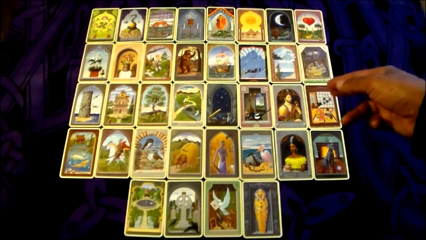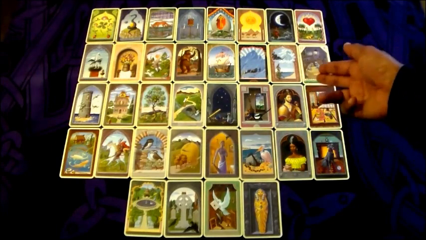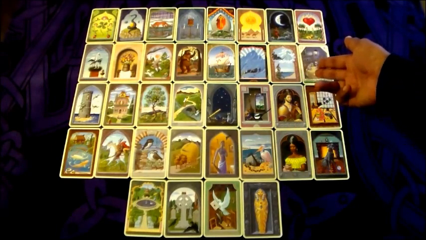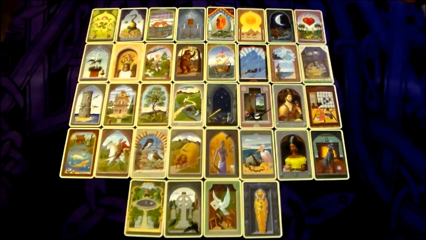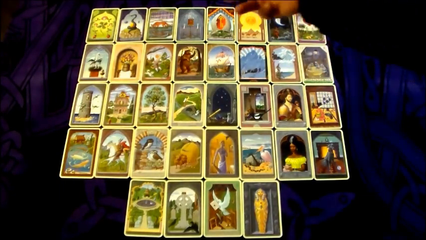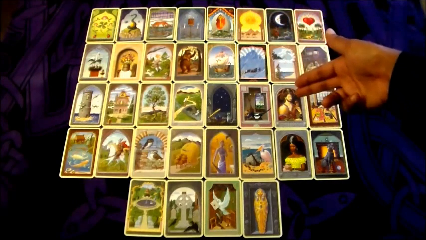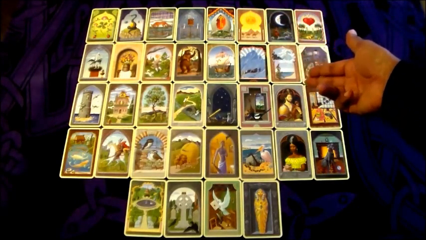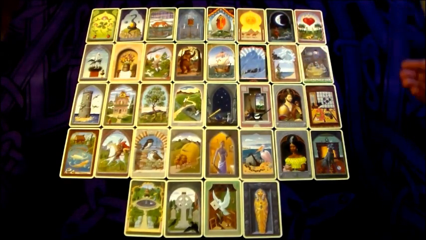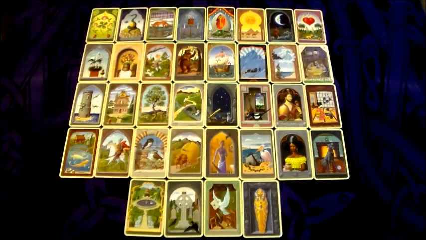And then when you're looking at the future, you want to start with the card that leads away from the significator and work your way out. So again, "to" means that you're coming to the significator, and "from" means you're leading away from the significator. So I just want to throw that out there.